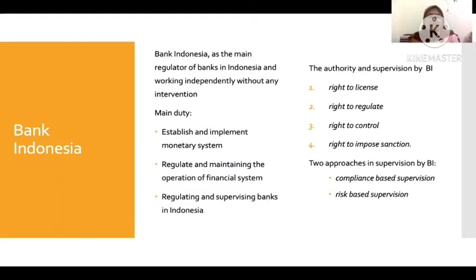Bank Indonesia has three main duties: establish and implement the monetary system, regulate and maintain the operation of the financial system, and regulate and supervise banks in Indonesia. On the other hand, Bank Indonesia has four rights in its authority and supervision: the right to license, the right to regulate, the right to control, and the right to impose sanctions. In doing their supervision, Bank Indonesia uses two main approaches: complaint-based and risk-based supervision.